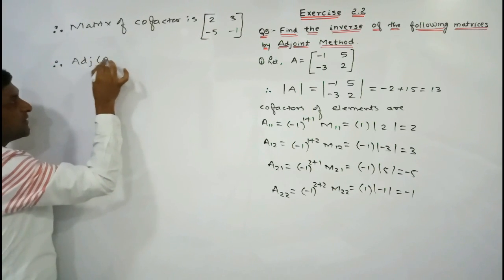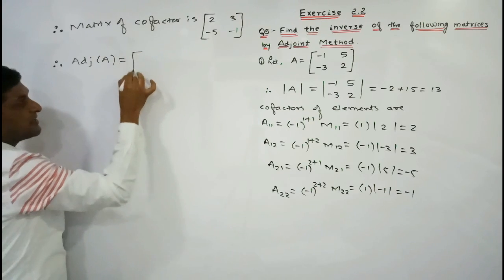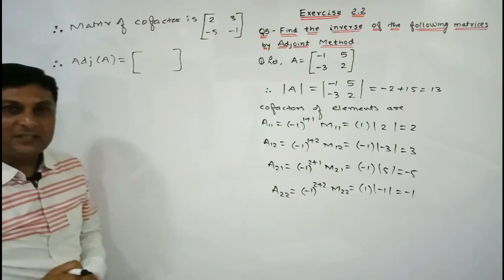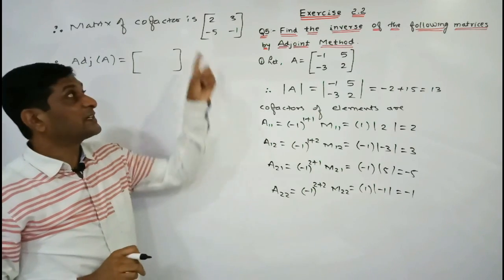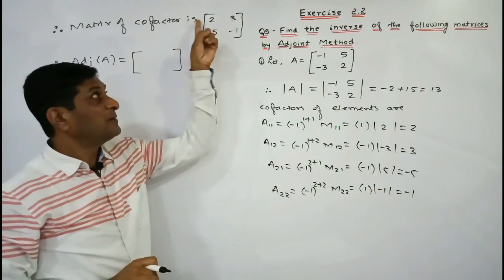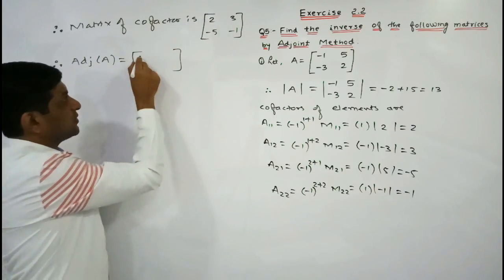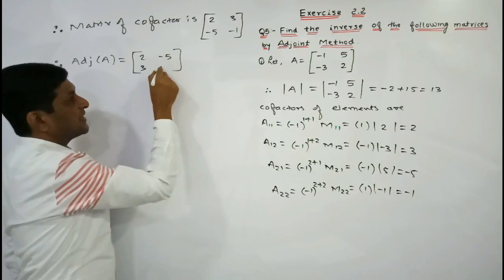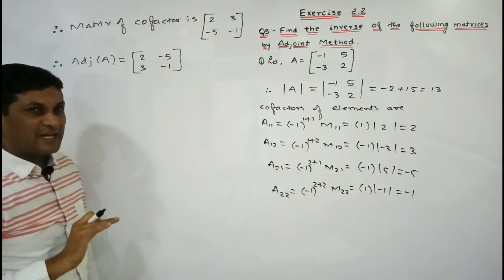We know that adjoint of a matrix is nothing but transpose of matrix of cofactor. Means how to take the transpose of matrix of cofactor? Simply interchange rows and column, means convert first row into first column. So 2, 3, convert second row into second column, -5, -1. In this way we have got adjoint.